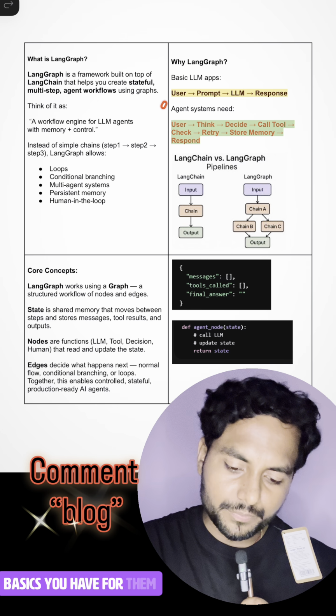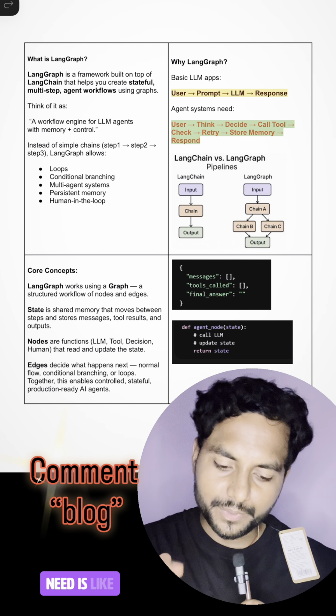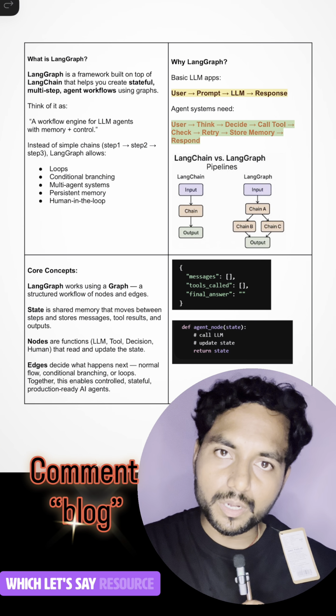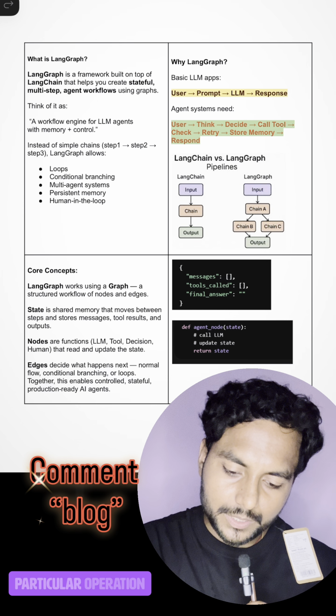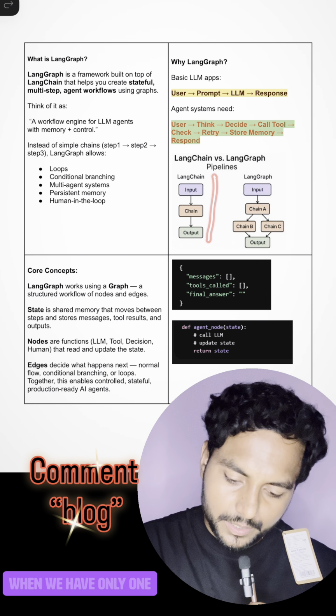The basic apps are like user prompts, LLM response. That's the simple way. But ideally what we need is something which can think, decide, and call which tool to call. I mean, which API or which resource to invoke. And if something is wrong, then retry. Store the state of that particular operation, like which node is currently working, and if not, then retry. So ideally, this is the flow when we have only one chain.